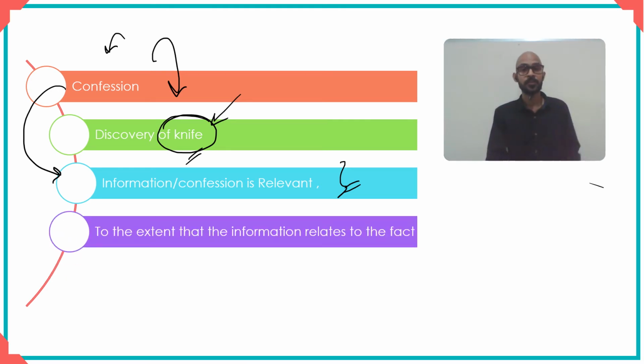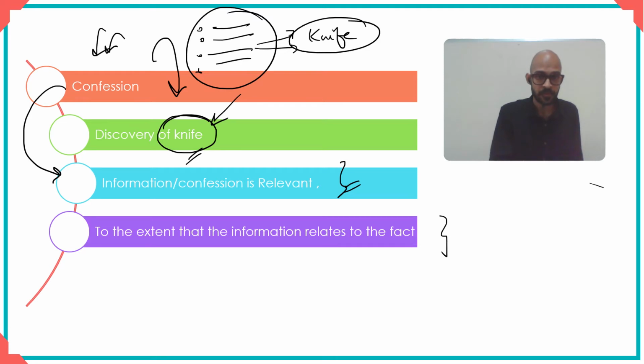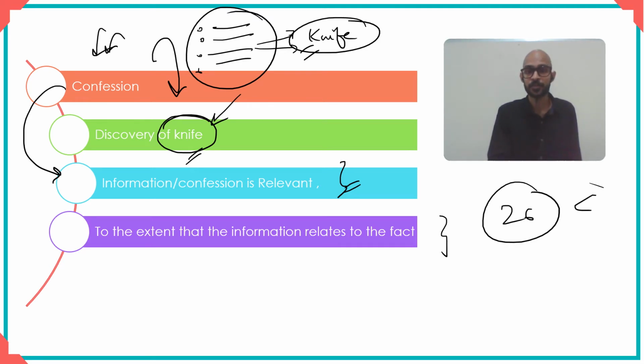But suppose he says 20 things in his confession. Only the fourth and the fifth point relate to the knife. Then only those two pieces of information are relevant. The rest of them would still be hit by section 26 because he's in the custody of the police. I hope you get the point.